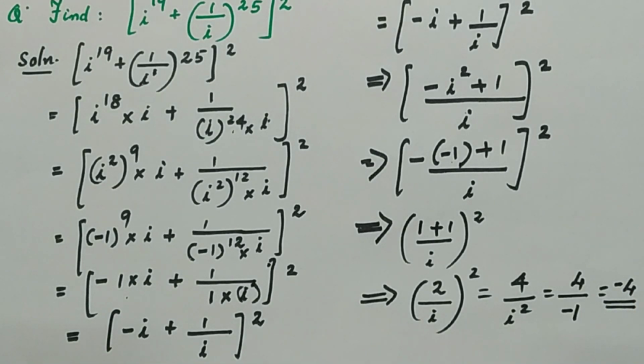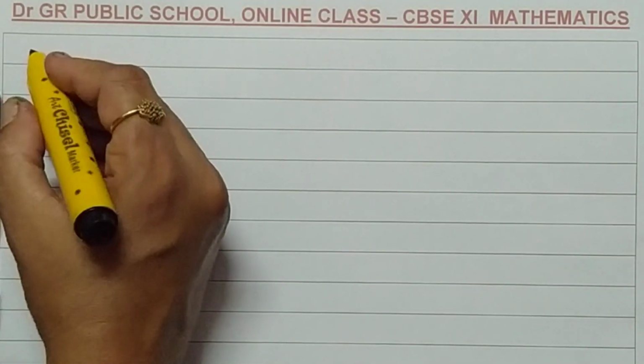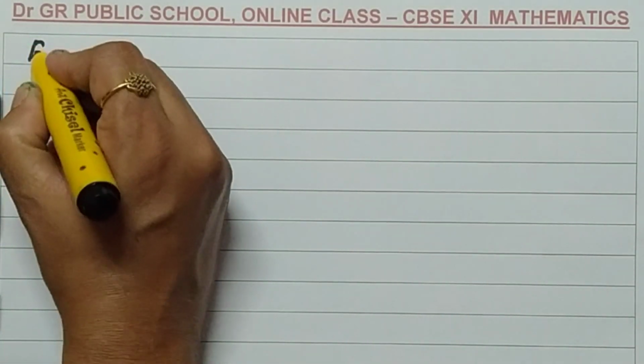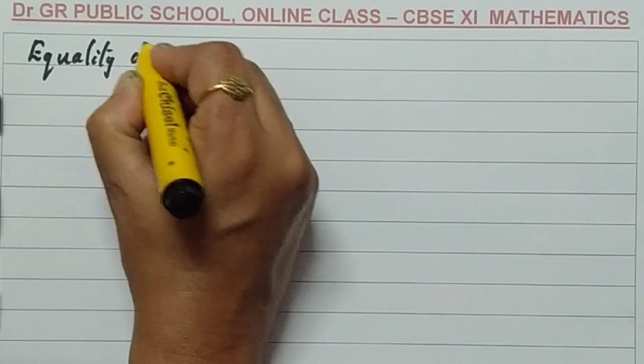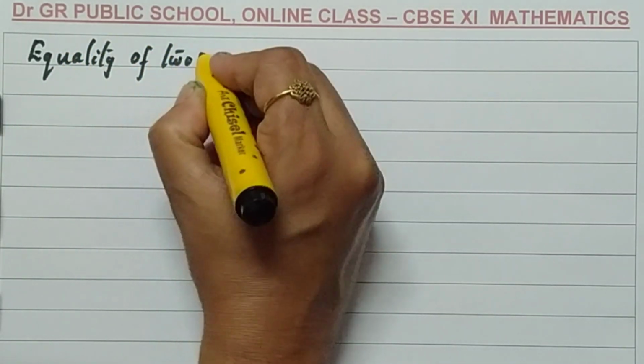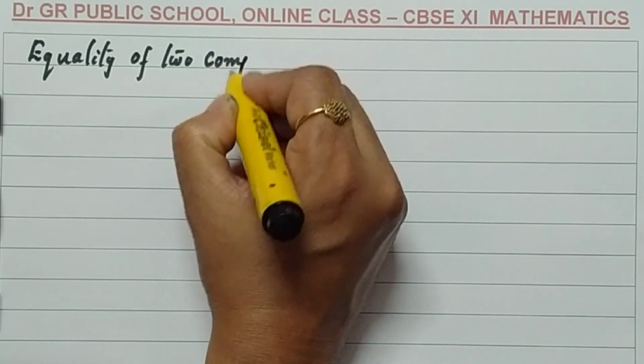Do the simplification very carefully. Now we are going to study about equality of two complex numbers.